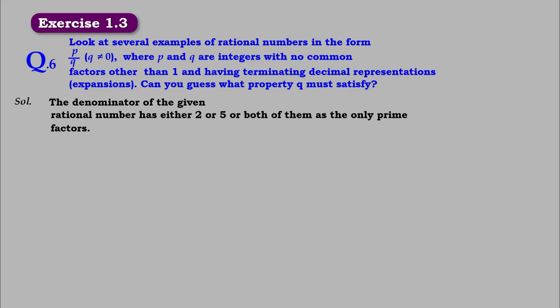So in this case the denominator is either 2 or 5 or it has both of them as the only prime factors. Like 1 by 8. Now if we divide 1 by 8, it can be represented as 1 by 2 into 2 into 2. That means only 2 is there. So which is in the form of 2 to the power m into 5 to the power n, so 2 to the power 3 into 5 to the power 0. So now let us take a look. If we divide this number, what we will get.